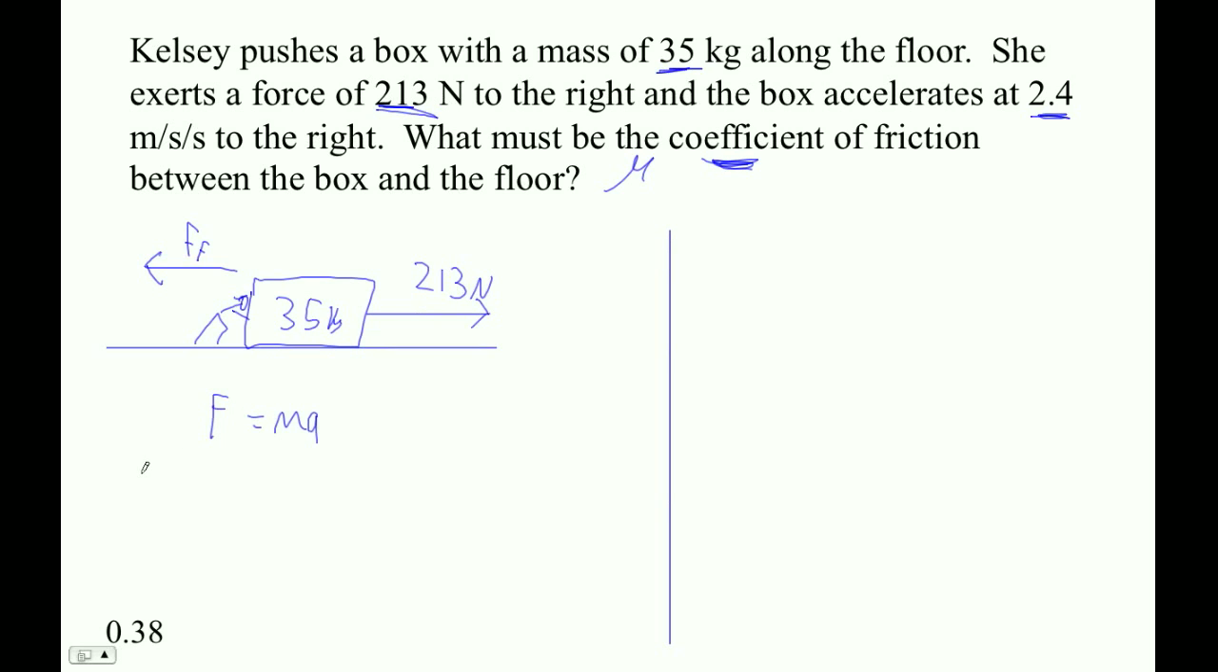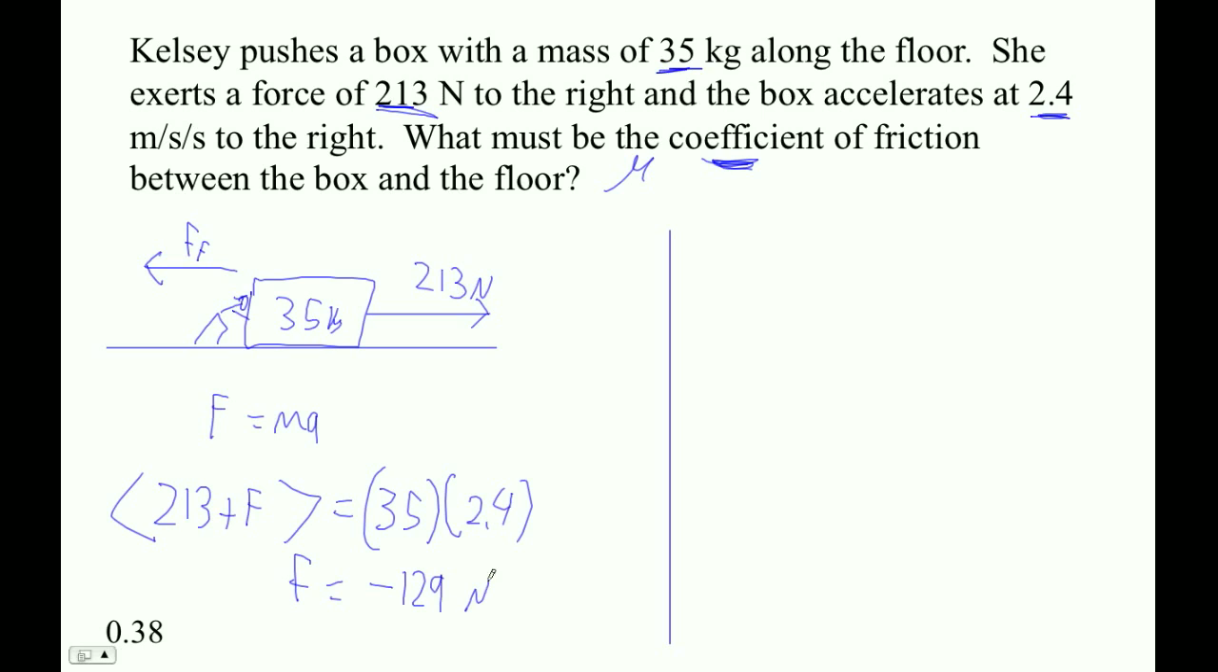Okay, so the forces are 213 plus F. Now I know the F is going to end up being negative, but I always pretend that it's not negative. I always give it a chance first. Okay, and it's accelerating to the right, so it's 2.4. Now let's solve for F here. It's going to be 35 times 2.4 minus 213. That's negative 129. So we knew that the force would be to the left, and there it is.